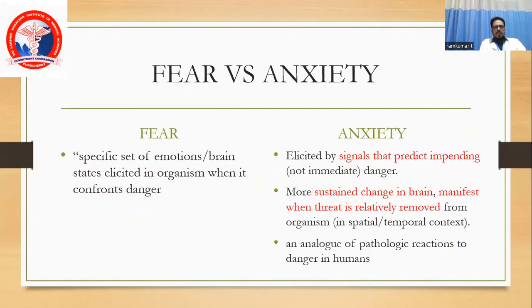Fear versus anxiety. Fear is a specific set of emotions or brain states elicited in an organism when it confronts danger. Anxiety is elicited by signals that predict impending danger. A more sustained change in the brain manifests when the threat is relatively removed from the organism, that is, in spatial or temporal context. An analog of pathologic reactions to danger in humans.